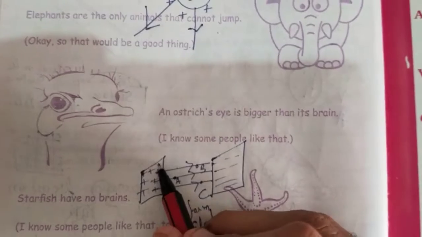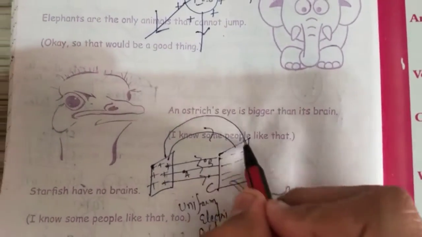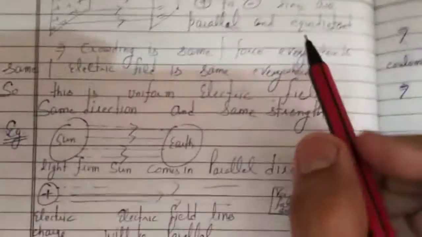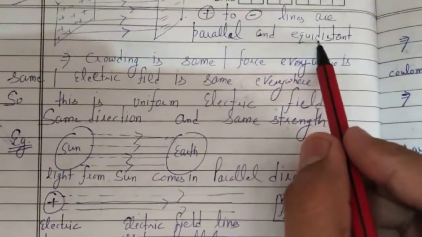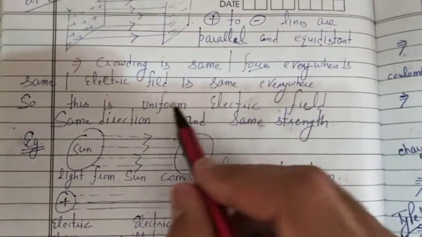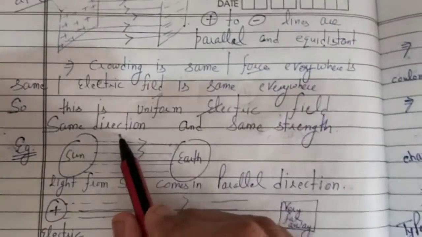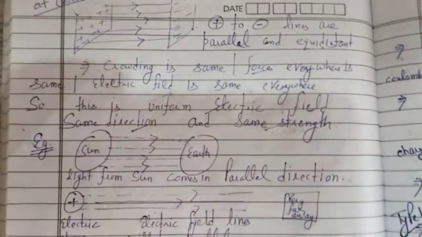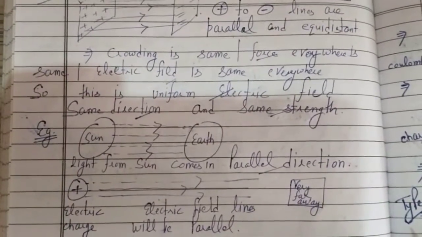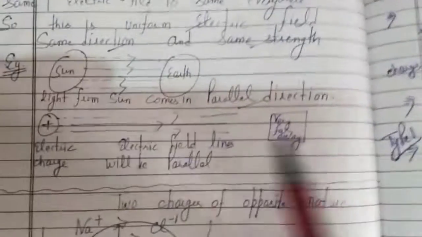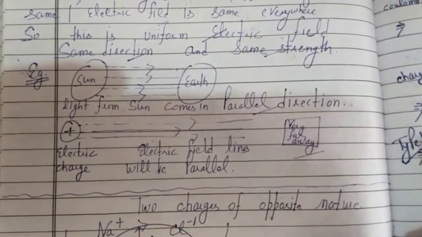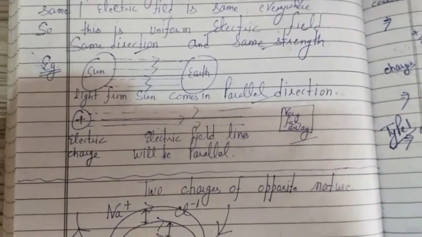But at the corners curling will take place like this. So the lines will be parallel and equidistant, the force everywhere at A, B, C will be the same, the electric field will be the same, a uniform electric field, same direction. Uniform means same direction and same strength. When light comes from the sun to the earth, it always comes in a parallel direction. And if the electric field lines reach a very far away place, they will always be parallel. So we will get a uniform electric field.